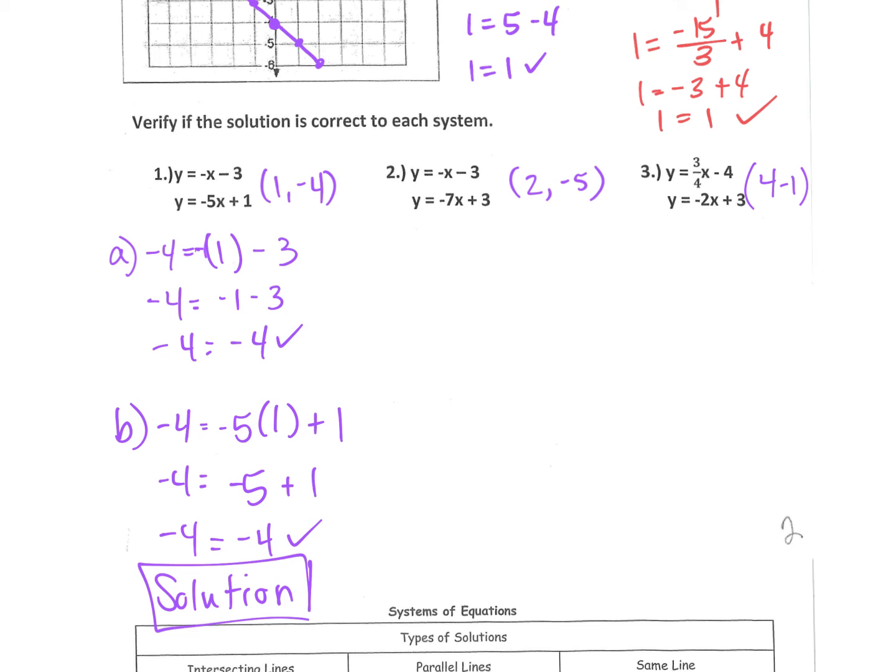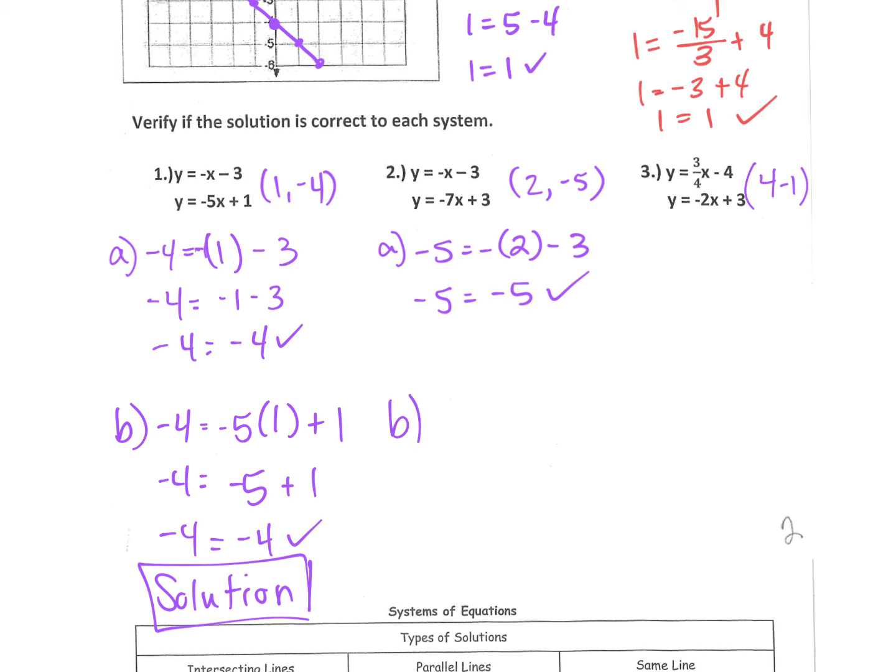Now we must check the next one. We have y equals negative x minus 3, so we're going to plug in the y and the x coordinates. So now we have -5 equals negative, and then we put our 2 in parentheses, minus 3. That makes that a -2, so we have -5. -2 minus 3 gives us -5, so there it worked.